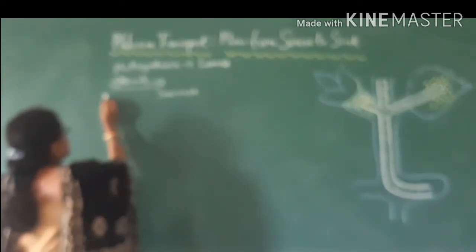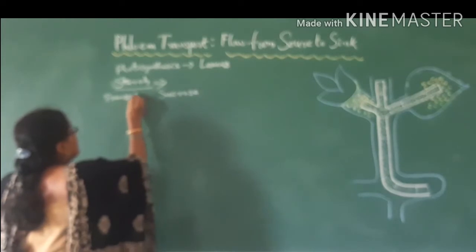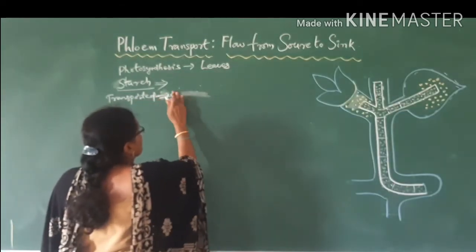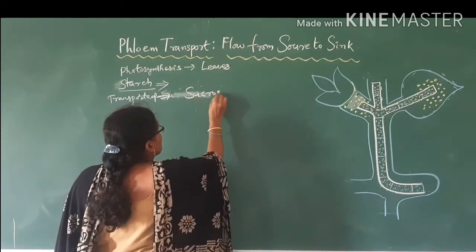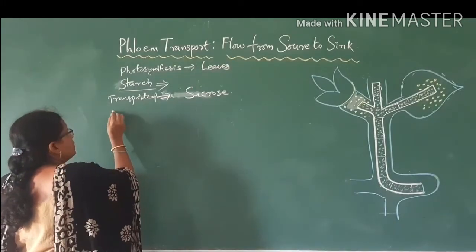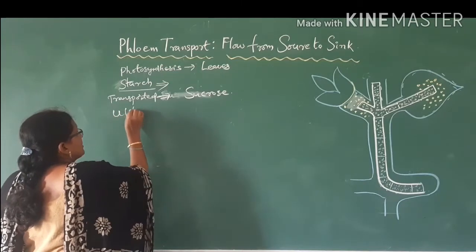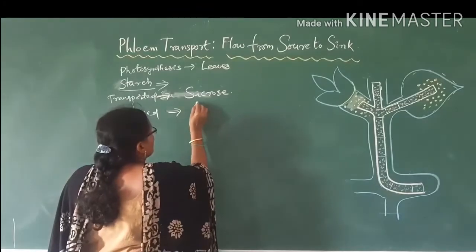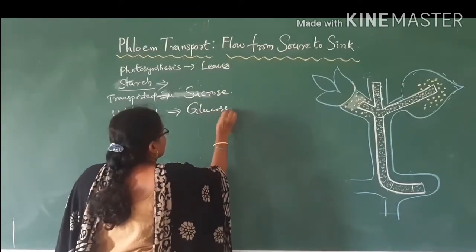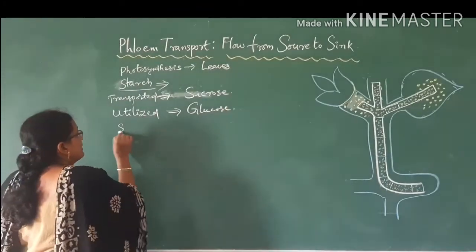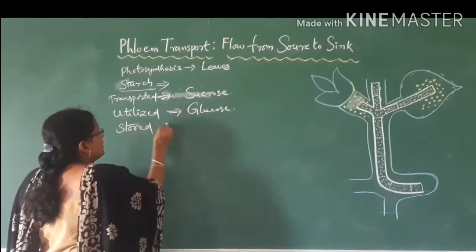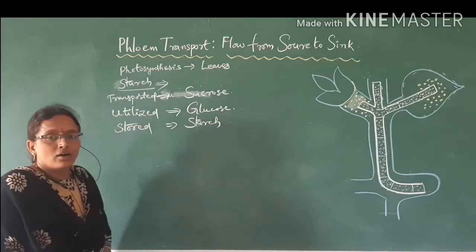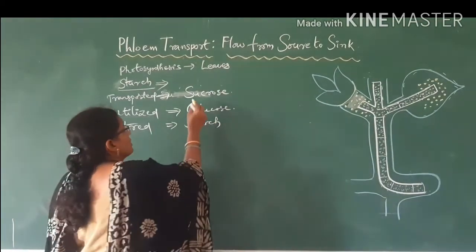So it is transported in the form of sucrose, and it is utilized in the form of glucose, and it is stored in the form of starch. So these are all the various forms.